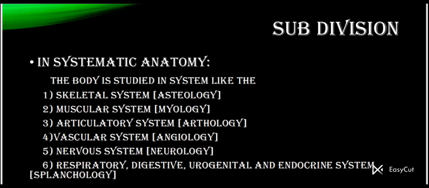Then the vascular system, about blood vessels, we will study, that is called angiology. Then the nervous system, that is neurology. Under neurology, we will study about the brain, spinal cord and peripheral nerves. Then the respiratory system, digestive system, urogenital system and endocrine system. The respiratory, digestive, urogenital and endocrine systems together are called splanchnology.